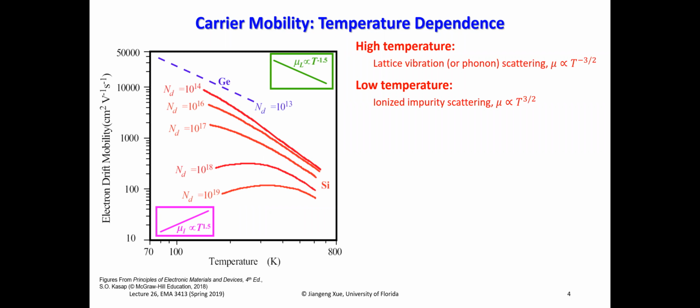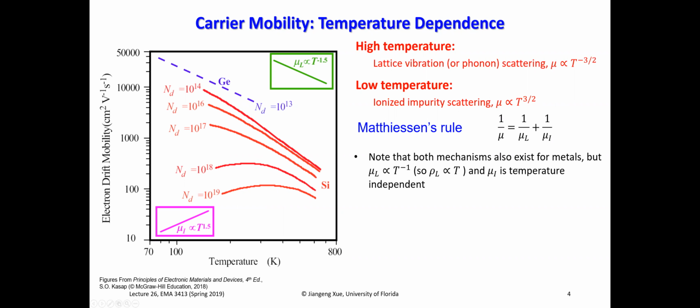In the low temperature range, the mobility is limited by ionizing impurity scattering. That gives you a T to the 3/2 dependence for the mobility. You can combine these two scattering mechanisms using Matthiessen's rule to get the overall mobility. Now, both mechanisms are present when we talk about the electron mobility in metals, but at that time, the temperature functional dependencies are a little bit different.